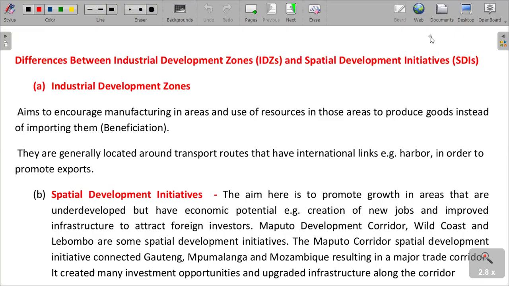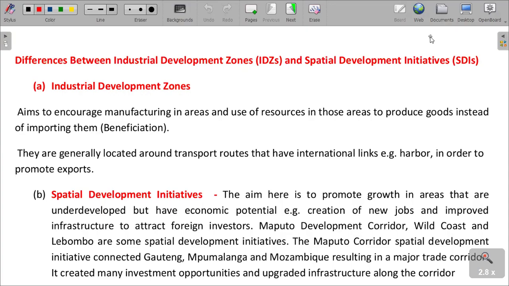We want to talk about the differences between industrial development zones and spatial development initiatives. We actually want to quickly work on that and quickly discuss them. What are the differences between the two, and the factors that were favoring the development of each of them?